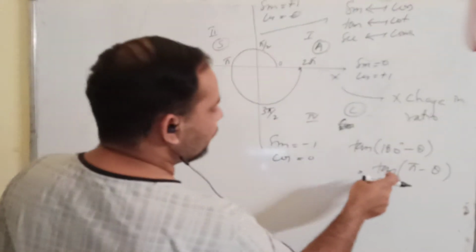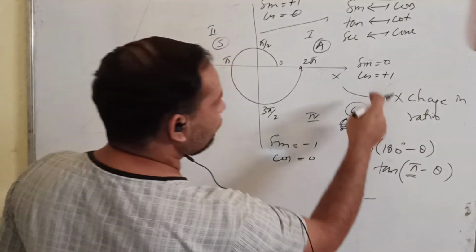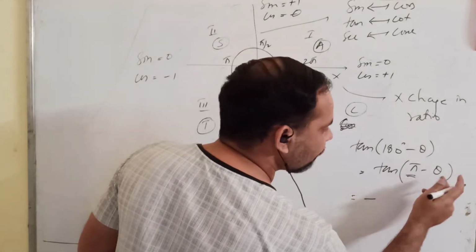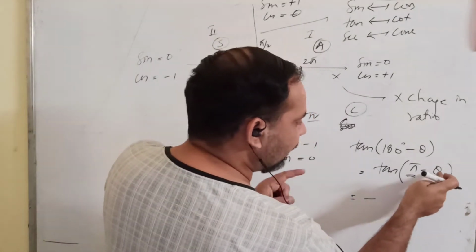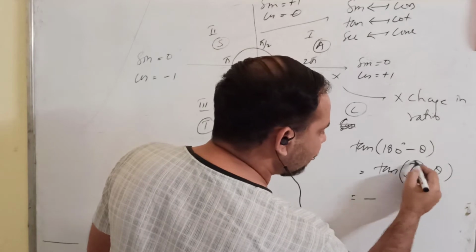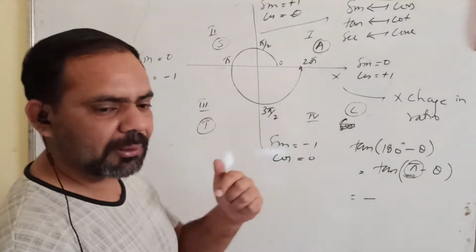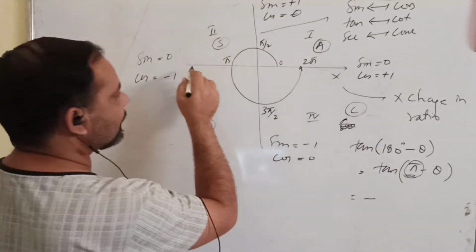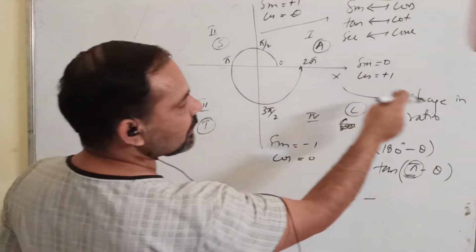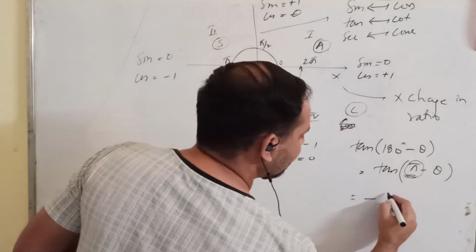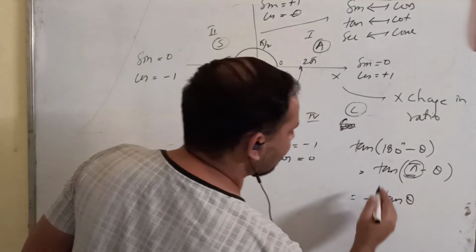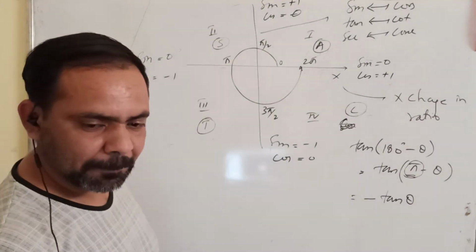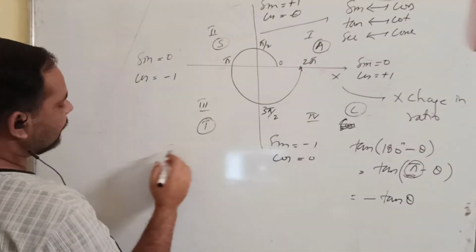Now the ratio. Now this pi is on which axis? It is on x. Your change is from pi. You are subtracting theta from pi. This value will tell you which axis you are making the change with respect to. So pi is on the x-axis. Now x-axis means no change in ratio. So it will be minus tan theta. So tan 180 minus theta is minus tan theta. Now we can take another example.